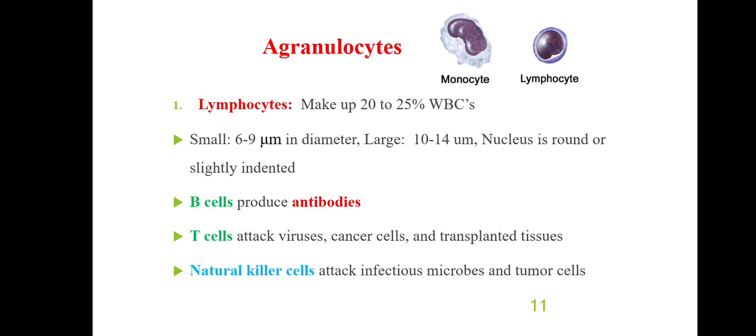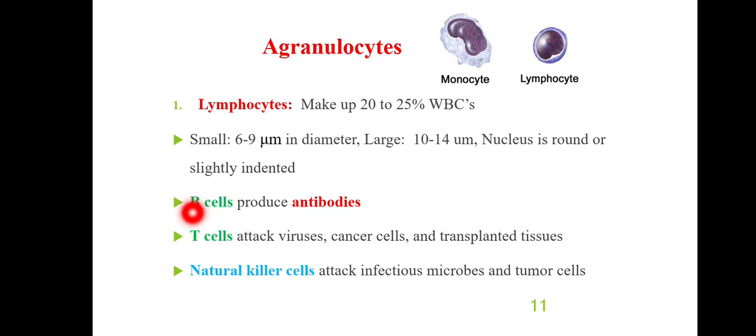Okay? Then the lymphocytes, because we have two types of lymphocytes, we have the B cells and the T cells. So we have B lymphocytes and T lymphocytes. The T lymphocytes attack viruses, cancer cells, and transplanted tissues. Then under the lymphocytes we also have natural killer cells. They attack infectious microbes and tumor cells. So B cells, T cells, and natural killer cells are part of the lymphocytes. And we basically mean B lymphocytes and T lymphocytes.